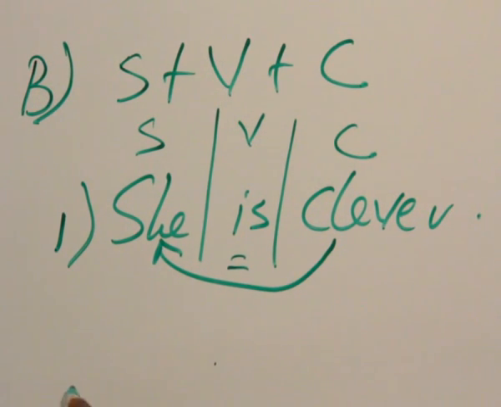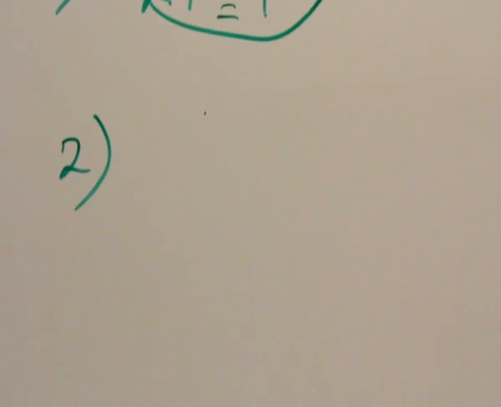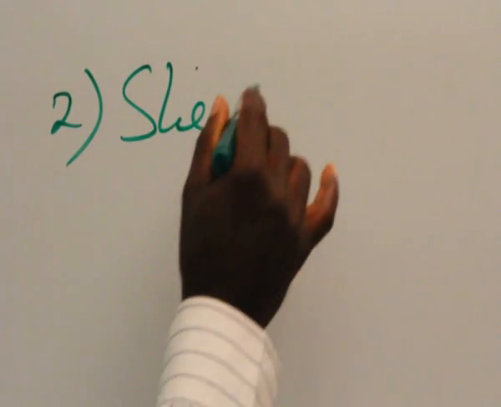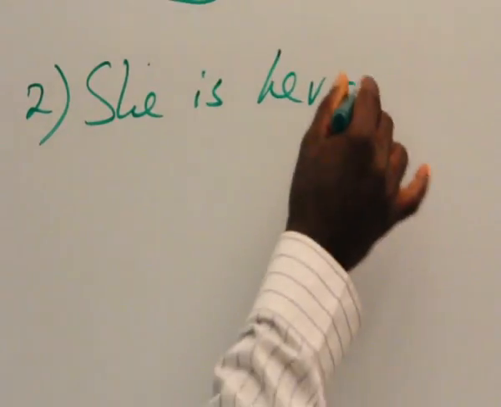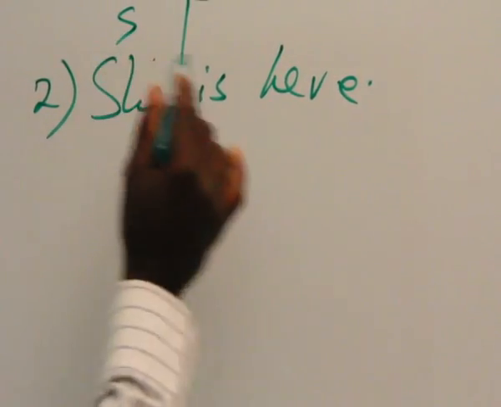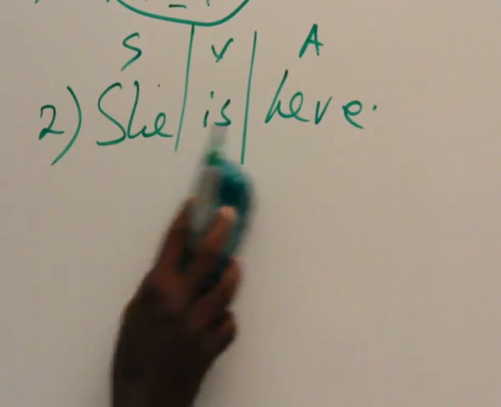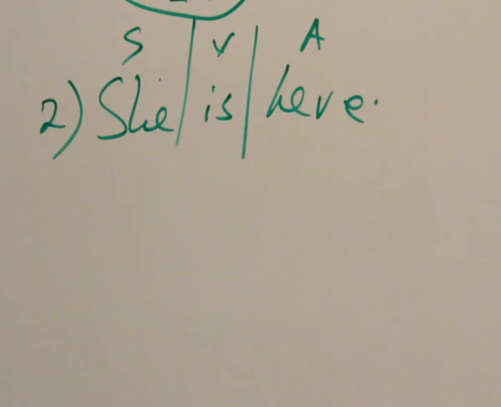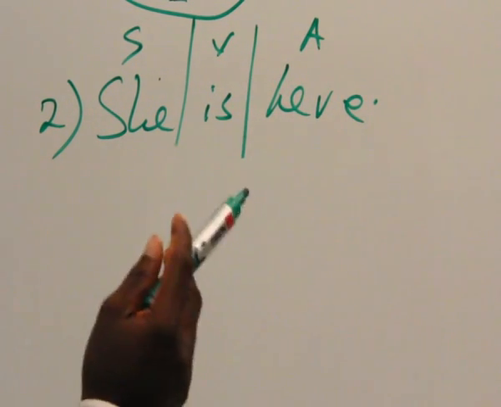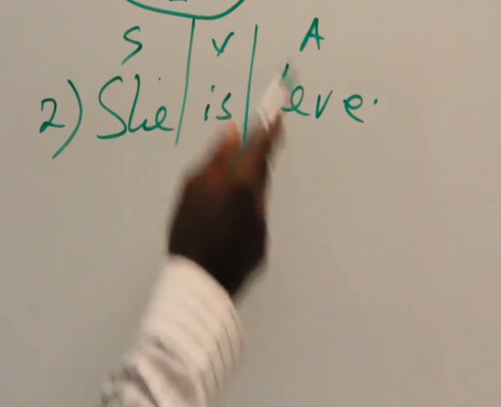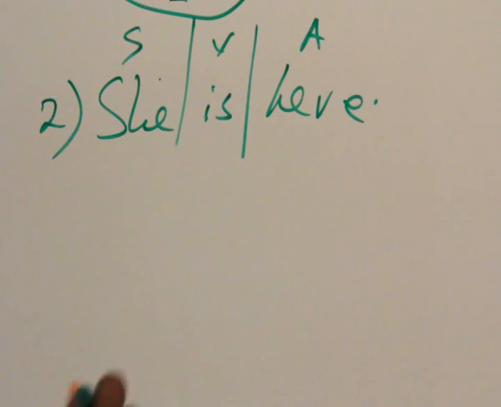Let's take an example. We'll take example 2. She's here. Now what you have here is subject, verb, and then an adverb, not a complement. Adverb of place, she is here. So it's not all the time that you have is or was or are or am that you have a complement after that. What you want to look at is whether you can relate it. This one doesn't tell you more about the subject. It's only telling you the place the person is at that time. So you want to realize that.